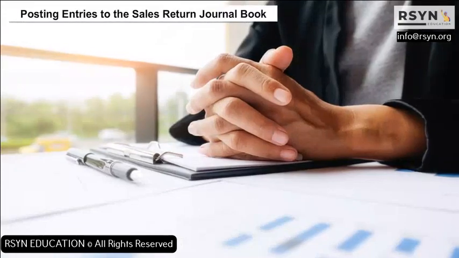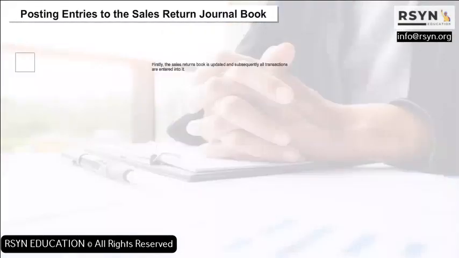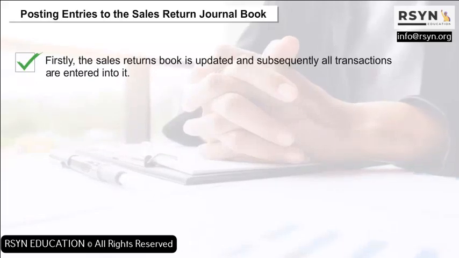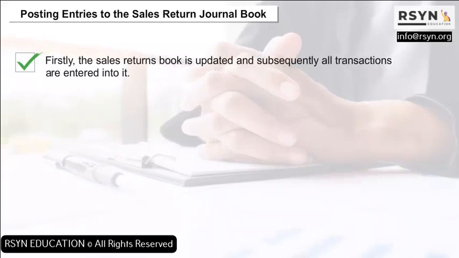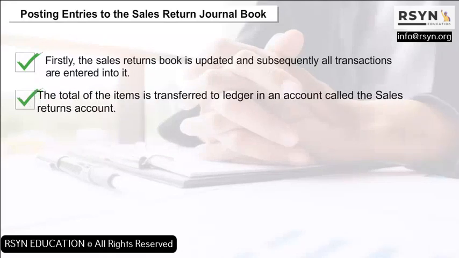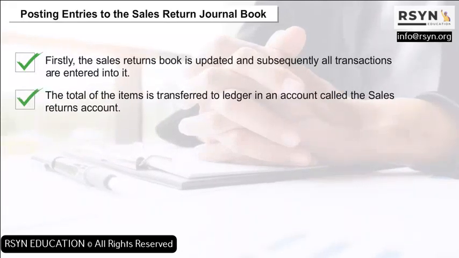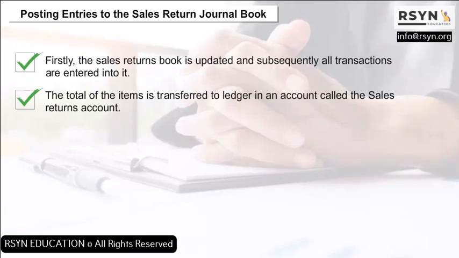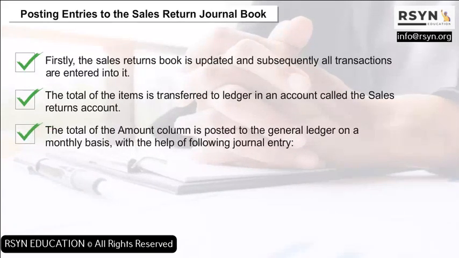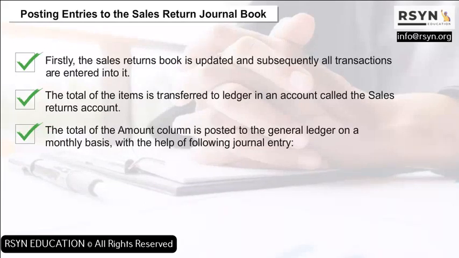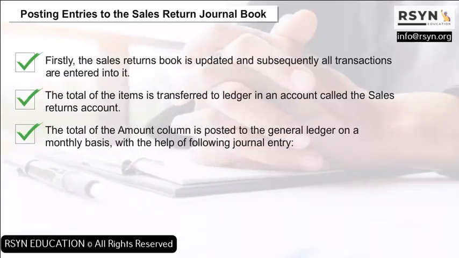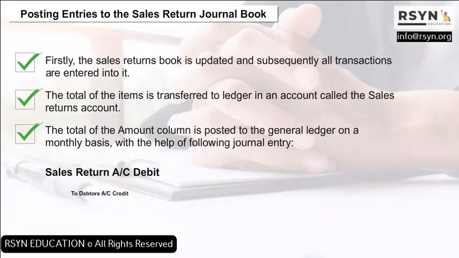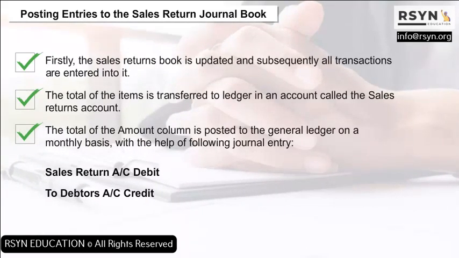Posting entries to the sales return journal book. Firstly, the sales returns book is updated and subsequently all transactions are entered into it. The total of the items is transferred to the ledger in an account called the sales returns account. The total of the amount column is posted to the general ledger on a monthly basis with the help of the following journal entry: Sales return account debit to debtors account credit.